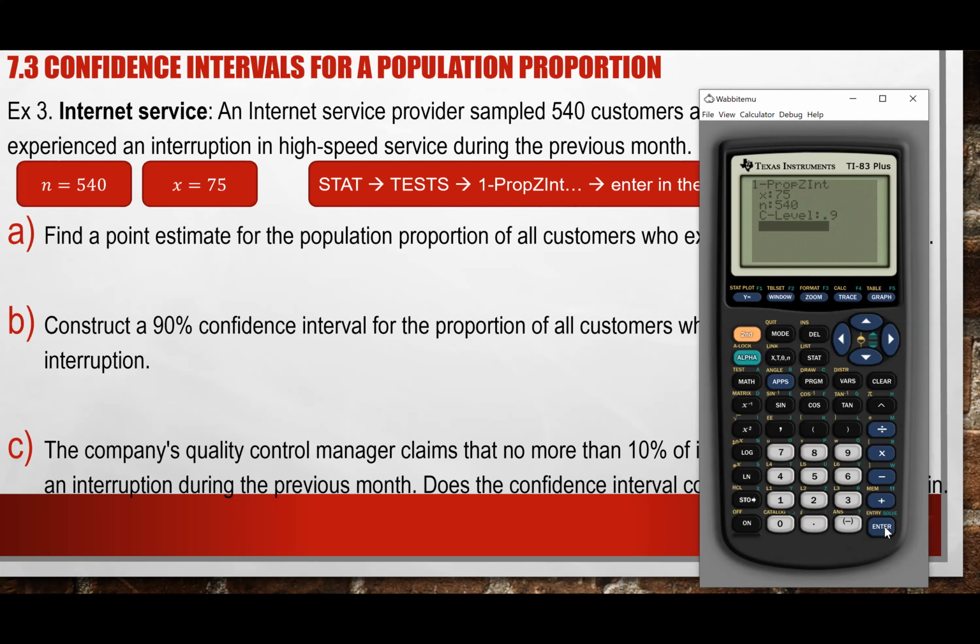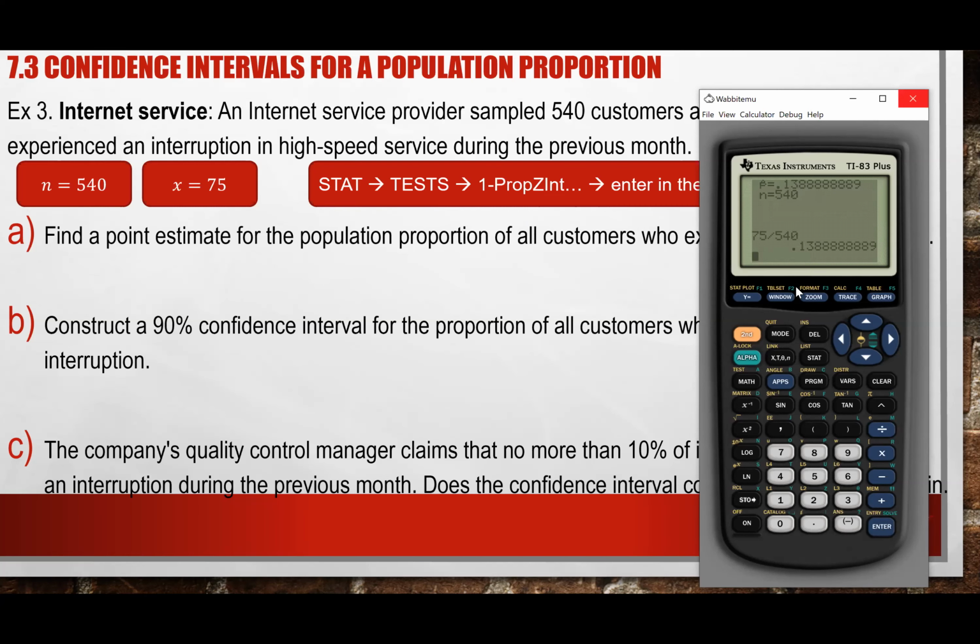So this is the information that we need to extract using our calculator feature. Once you have this, as you can see, the p hat, which is your point estimator, is 0.1388889 or 1.39. It's the same as 75 divided by 540. And again, my interval is 0.114 and 0.163. So if you take that, as you can see, those are the same.